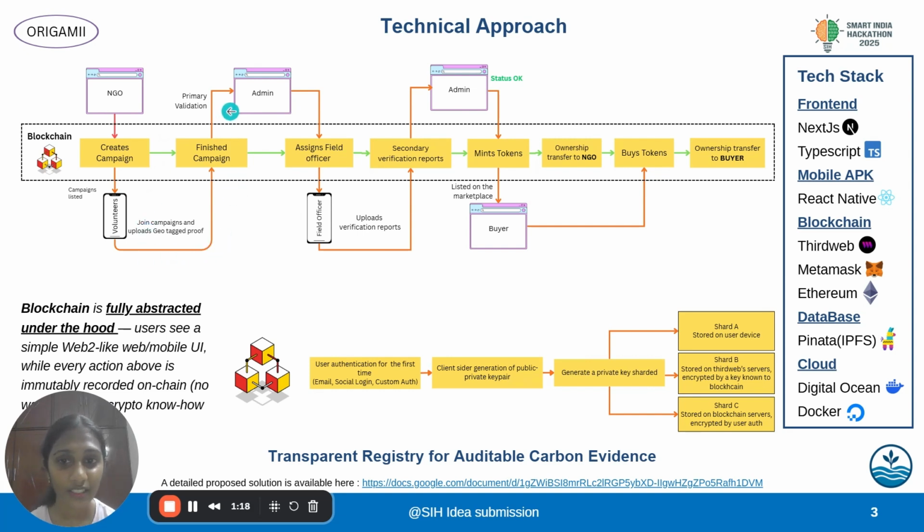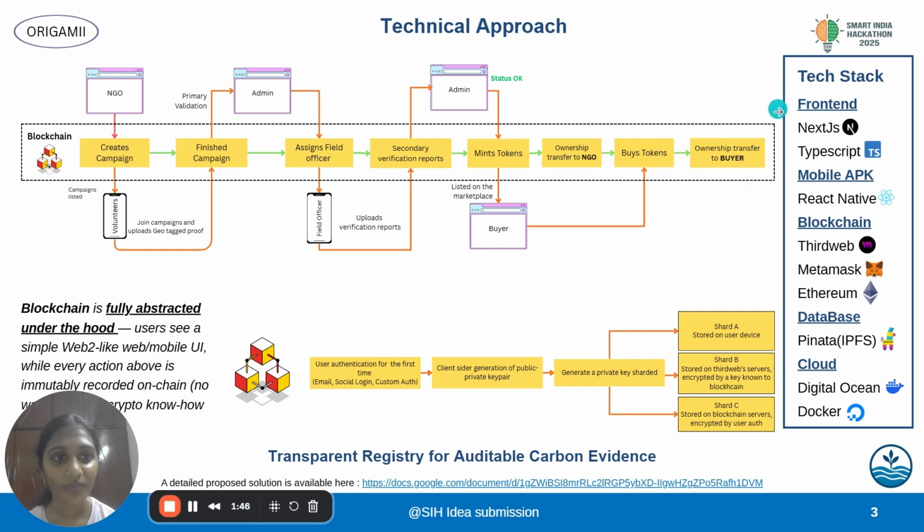The admins will then do the primary validation, and then field officers will be assigned. The NGOs do not know who the field officers are. The field officers will upload the verification reports, and the secondary validation will be done by the admin, and then the tokens will be minted and they will be listed on the marketplace for the buyers. The ownership of the tokens will be transferred to the NGO, and then after the buyer buys the tokens, the ownership of the tokens will be transferred to the buyer.